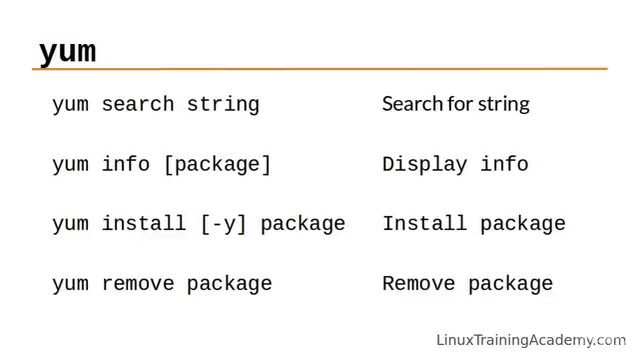Yum will typically ask you to review your request and say yes or no if you want to continue. To automatically answer yes to yum's question, use -y. Also note that installing or removing software requires root or superuser privileges. To remove a package, it's simply yum remove and the name of the package.